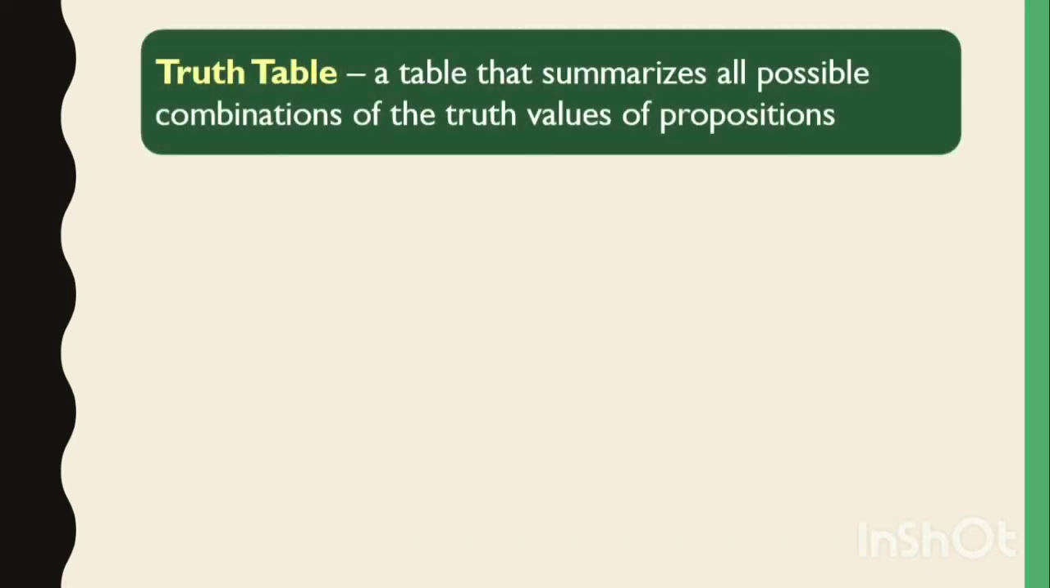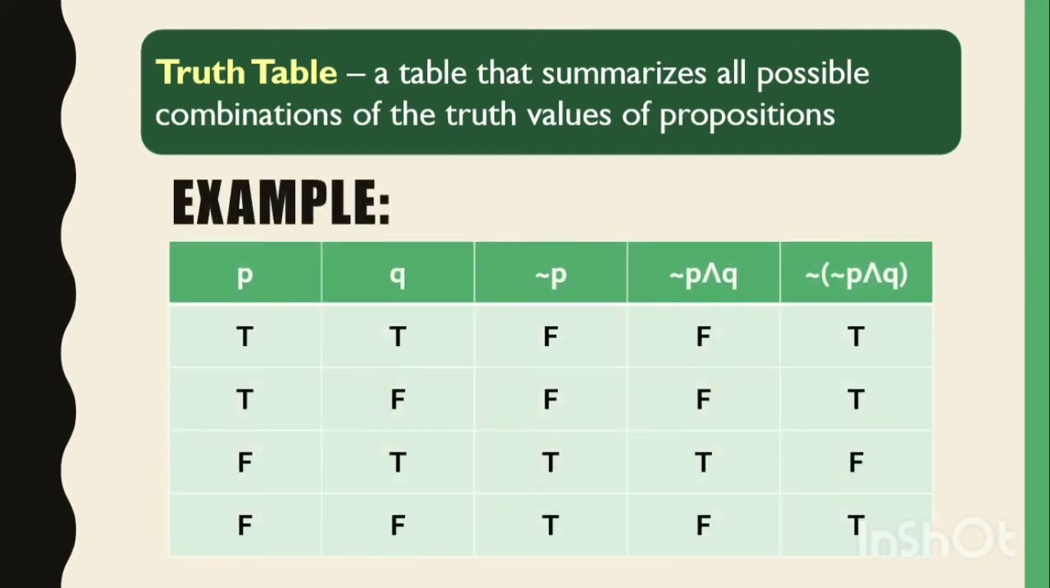Now, a truth table is a table that summarizes all the possible combinations of the truth values of propositions. So, you are summarizing all the possibilities of whether the statement could be true or false in a truth table. An example of a truth table is this one. We will learn how to complete this table later in this lesson.